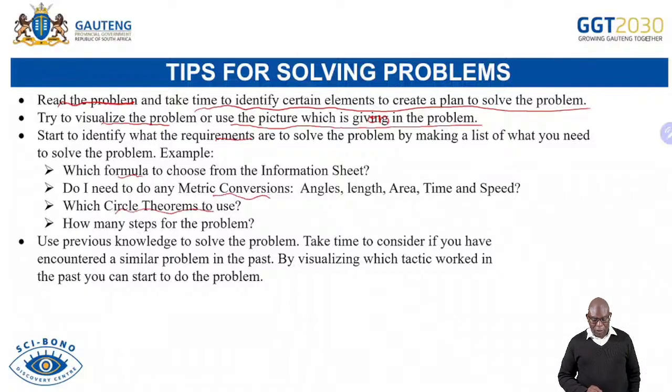Which circle theorems, like I've said, Euclidean geometry is included. How many steps are there for that problem? If it's 5 marks, I need about 4 steps. If it's 2 marks, I need 1 or 2 steps. Use the previous knowledge to solve the problem. Take time to consider if you have encountered a similar problem in the past. In other words, if you do more, then you will see some of the problems are just the same. By visualizing the tactics that worked in the past, you can also be able to do the problem.